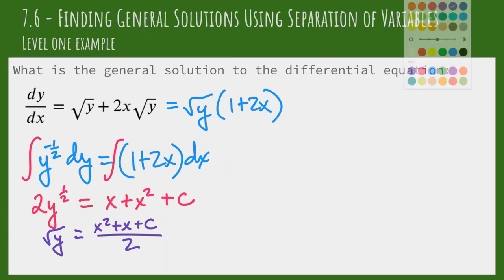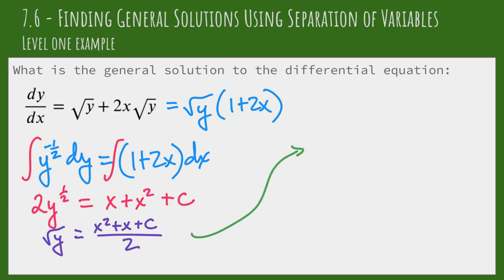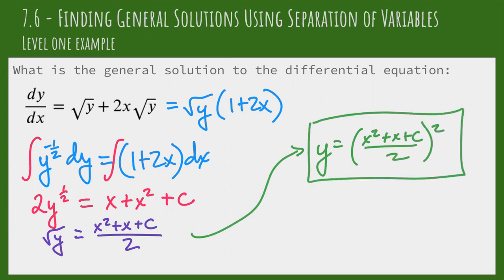And then to get y by itself, we're going to square both sides. And we're going to get y equals x squared plus x plus c over 2 quantity squared. And that's your general solution.